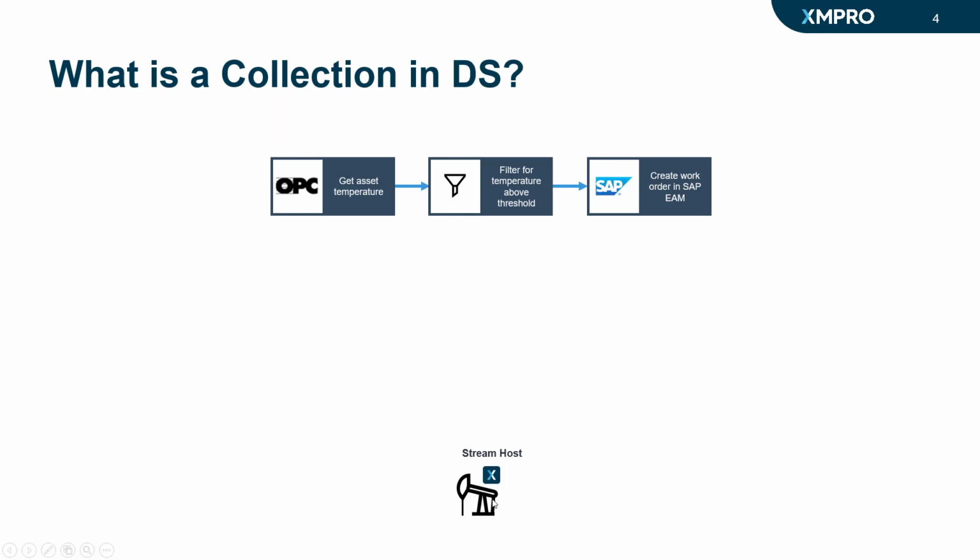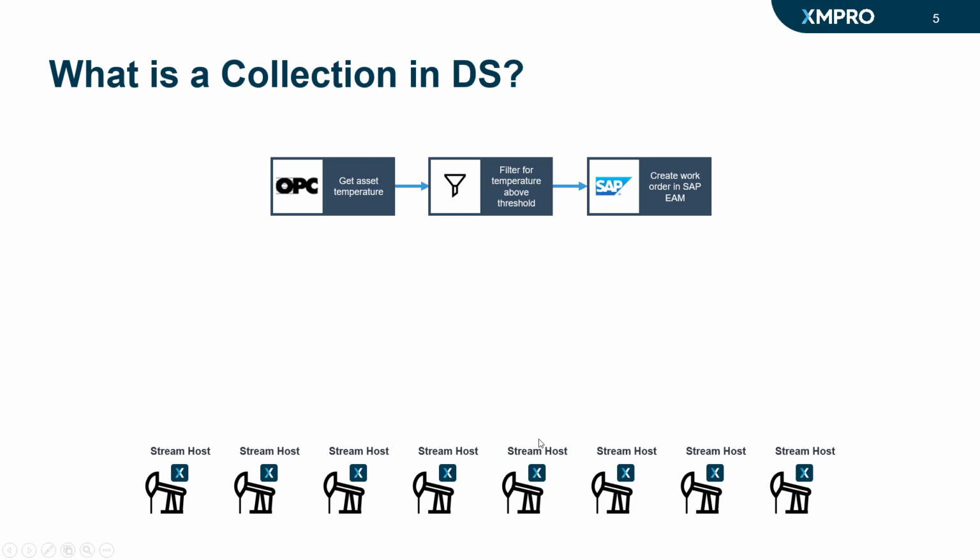Now, if this was one use case and you had one oil pump on which it needs to be deployed, it's easy. You can just deploy it there and it will run fine. If you have more than one stream host, basically more than one device or asset on which this use case is supposed to run, or assets that you want to monitor, you would need to deploy this one by one onto each one of them, which would be a tedious task and will also become a very difficult thing to manage in the long run.